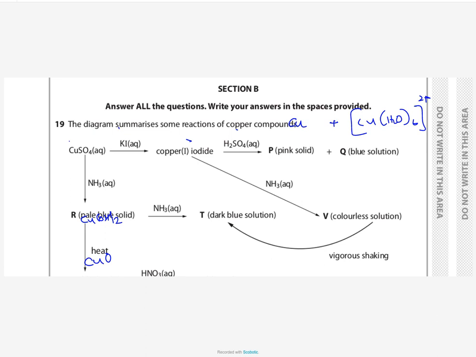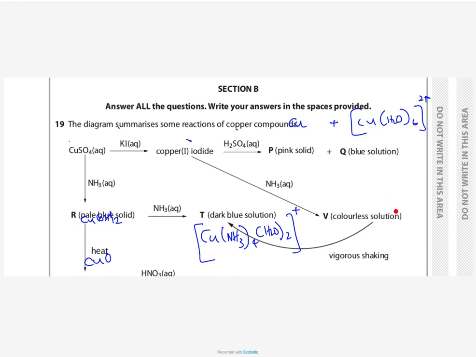This is a ligand exchange reaction which takes place. What can this be? Ammonia. The iodide ligand will be exchanged with the ammonia ligand. Of course, with vigorous shaking, we get a dark blue solution. We know that is tetraammine diaqua copper 2, which forms when you add excess ammonia. When you shake it, it reacts further. Tetraammine diaqua copper 2 plus. This complex is the dark blue.